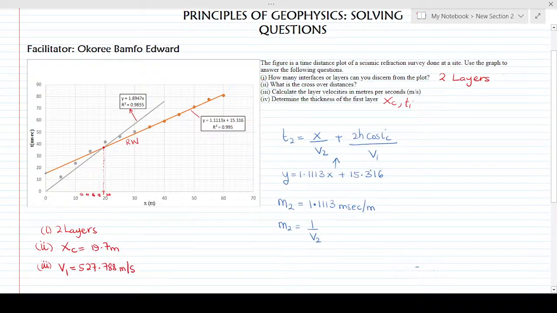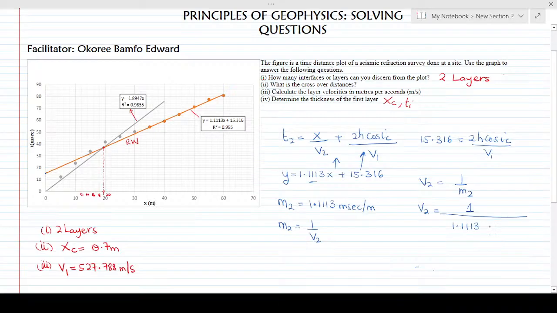So knowing this, it also means that this whole thing, the intercept, 15.316, is equal to 2h cos IC over V1. Remember that we change cos IC, right? So the y-intercept is equal to this, and the gradient is equal to this. And so knowing the gradient, we can find V2, right? If M2 is equal to 1 over V2, then V2 will be equal to 1 over M2, right?